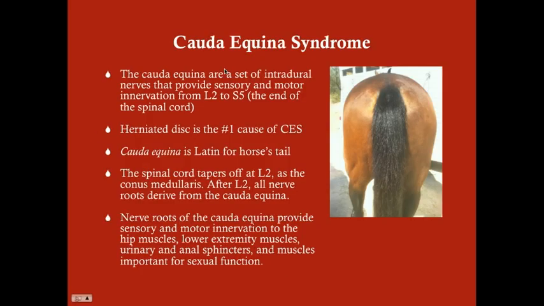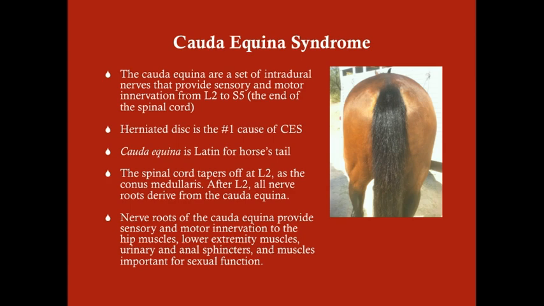Okay, so the cauda equina are a set of intradural nerves that provide sensory and motor innervation from the levels of L2 to S5, which would be the end of the spinal cord. And herniated disc is the number one cause of cauda equina syndrome.